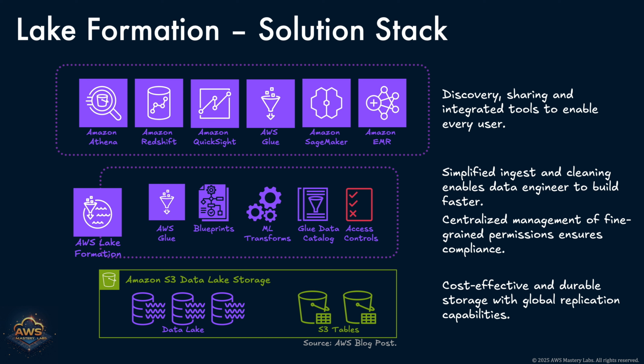Glue blueprints offer templated job flows to get started quickly. Machine learning transforms apply intelligent automation to detect and clean messy data. The Glue data catalog centralizes metadata, making your datasets discoverable and queryable across services. And robust access control mechanisms ensure data governance and compliance without slowing you down.